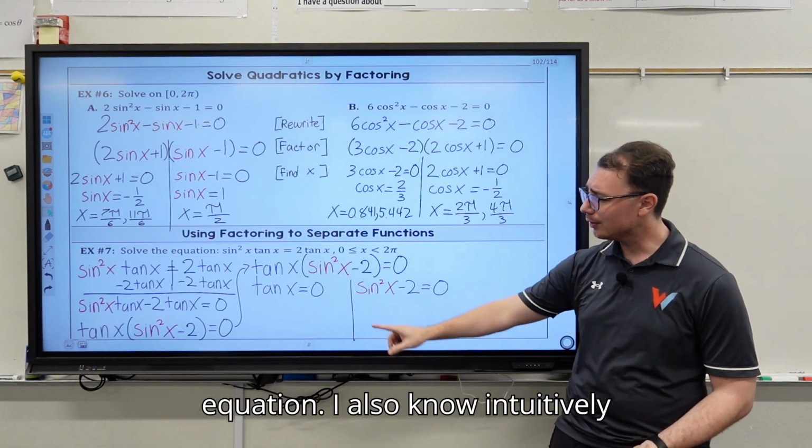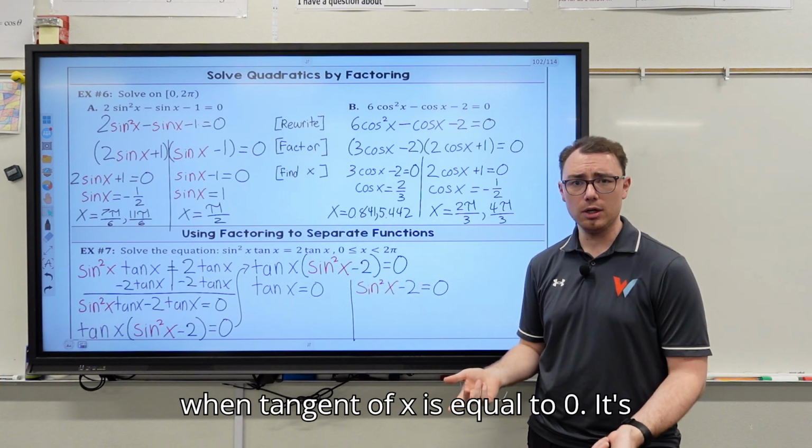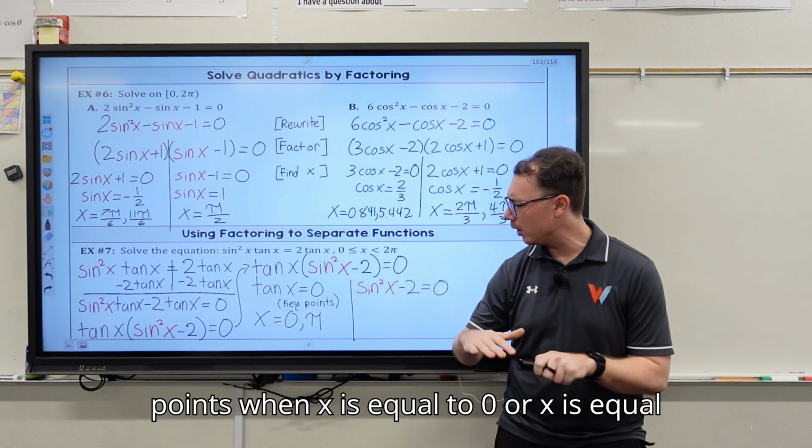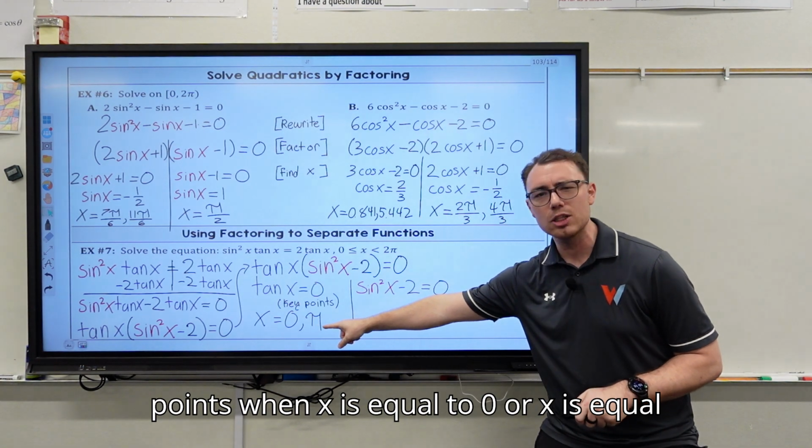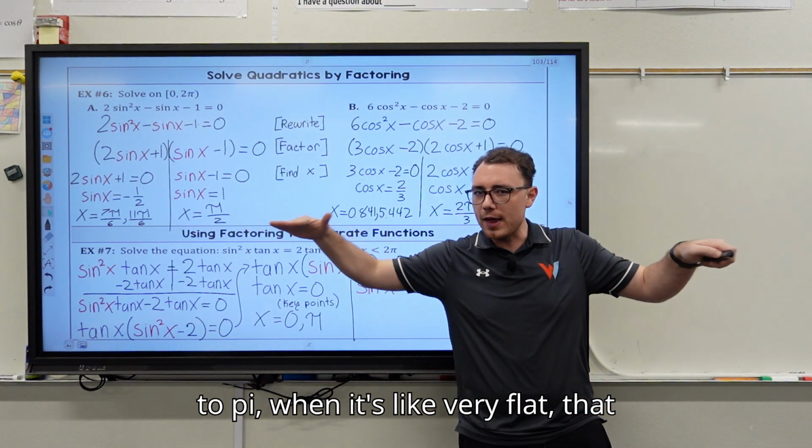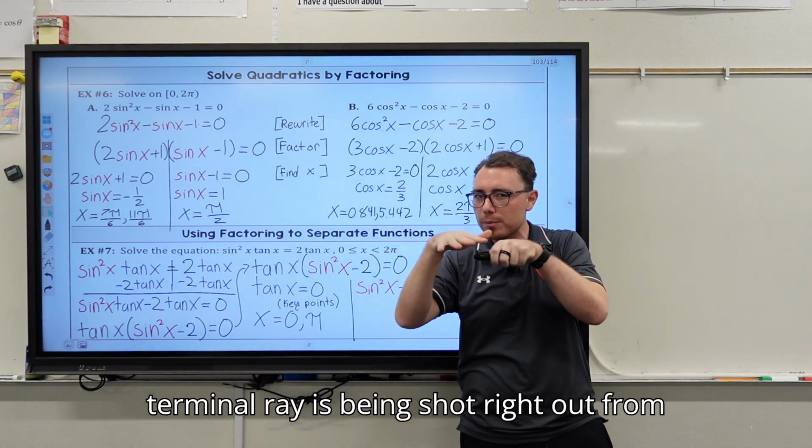I also know intuitively when tangent of x is equal to 0. It's going to happen at one of those two key points, when x is equal to 0 or x is equal to pi, when it's very flat, that terminal ray being shot right out from the center.